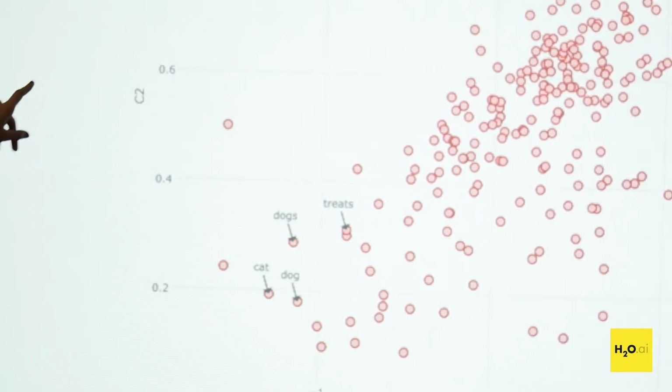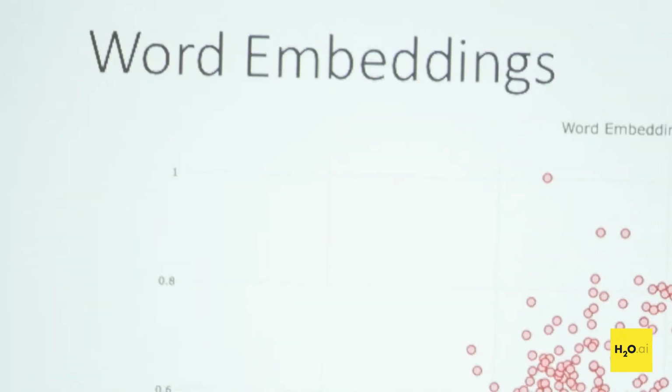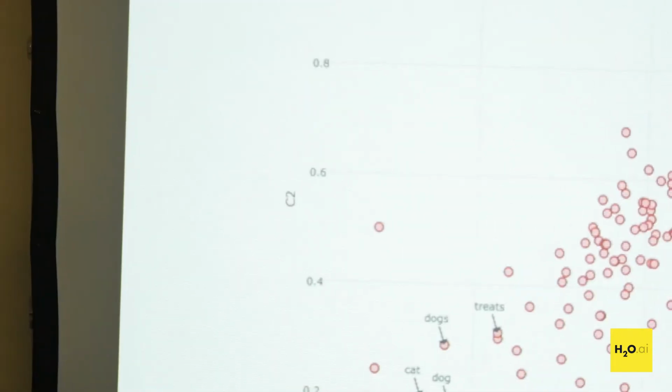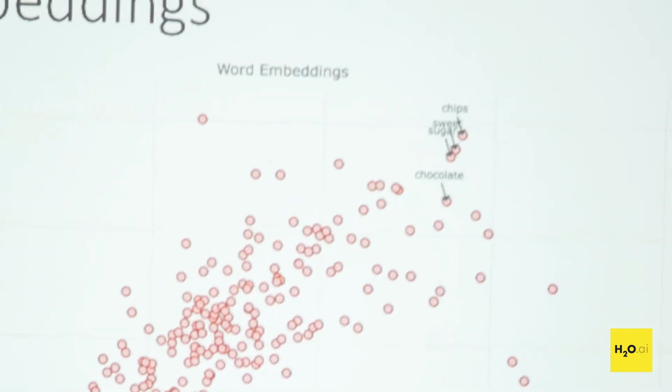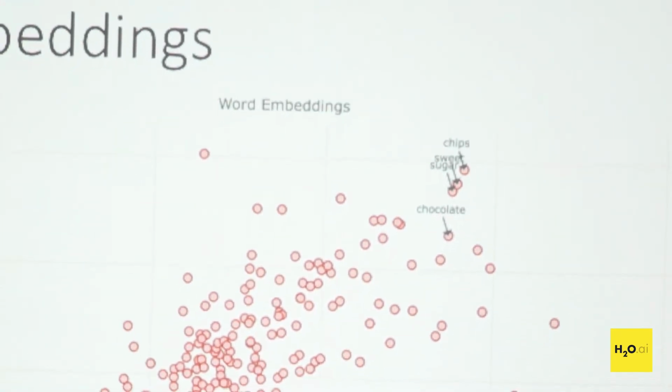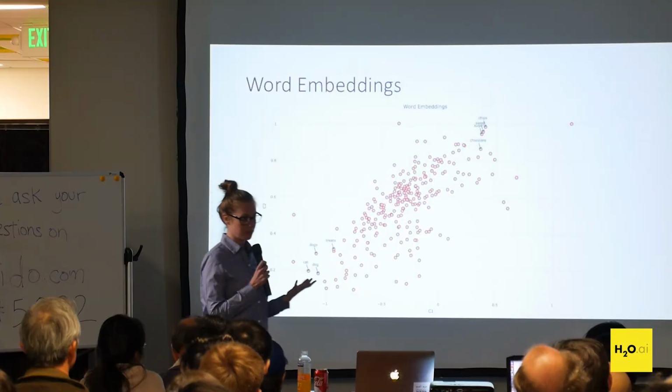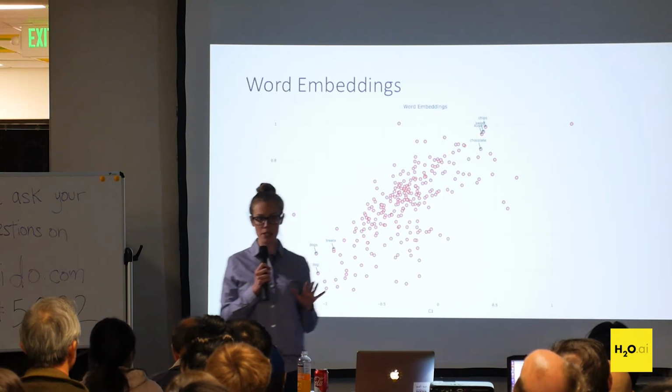And then up here we have words like chips, sweet, sugar, and chocolate. So you should see, just by looking at a graph, that it's starting to pick up the meaning of language. Right? It's starting to pick up from these Amazon reviews what's similar. Has anyone tried Word2Vec before?